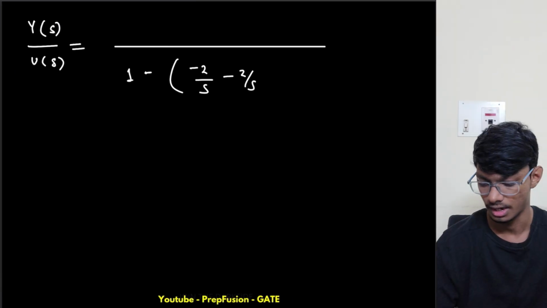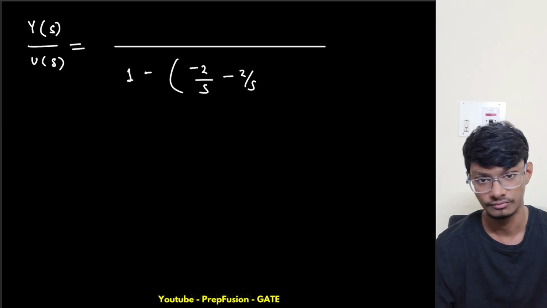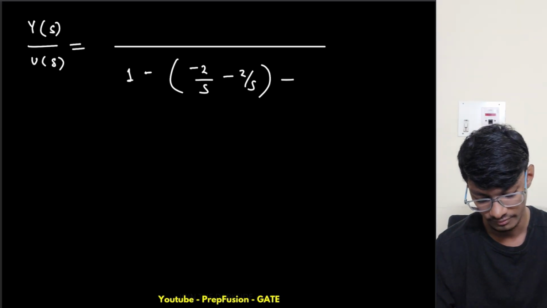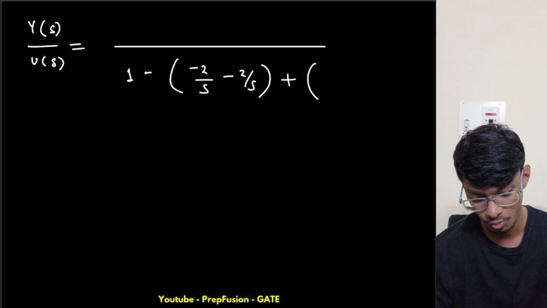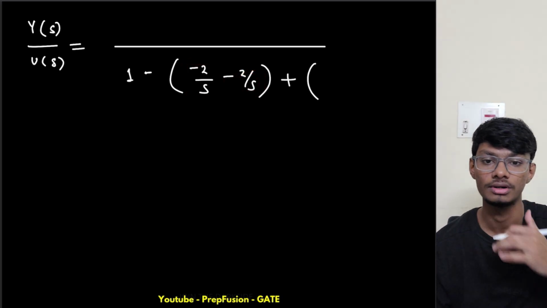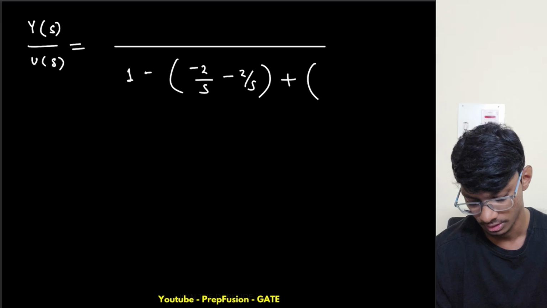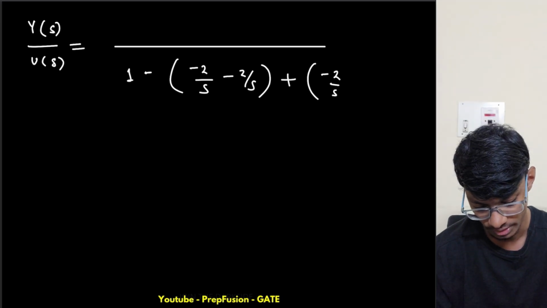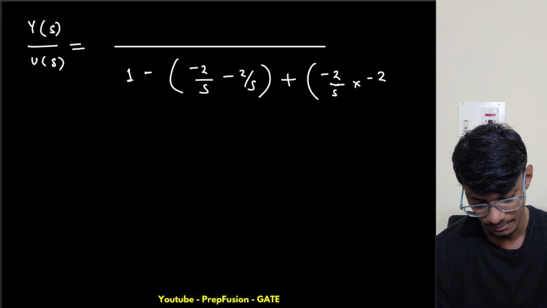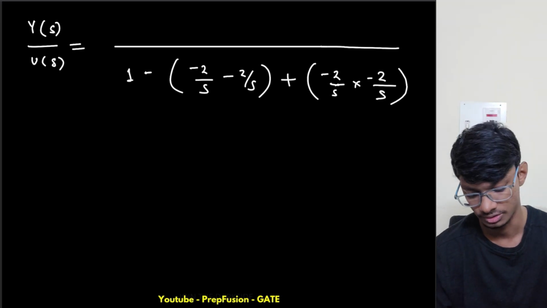Then we have a plus, and the non-touching loop gains will be multiplied, right? So minus 2 by s times minus 2 by s. That is basically the denominator.